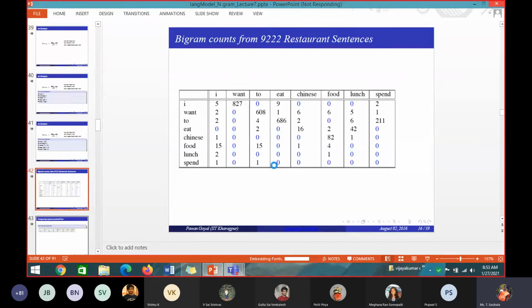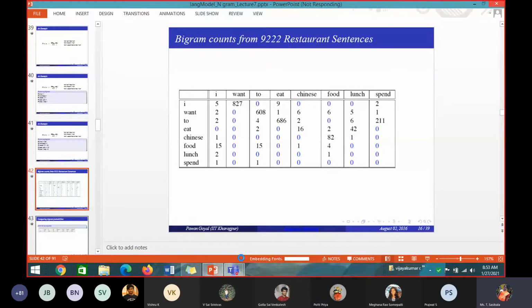So can you tell me, from this bigram table, what the first 5 represents? Bigram means how many words will be taken? One word from the context and the next word. Okay, so what does that first 5 represent? I followed by I. Very good. I followed by I is 5.